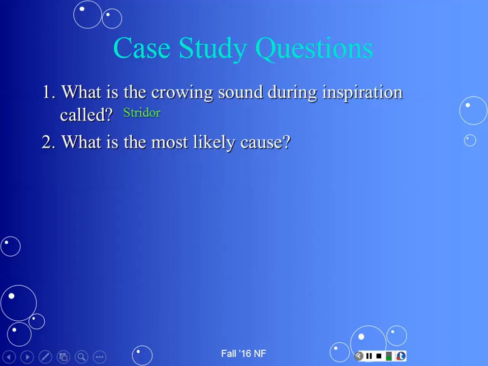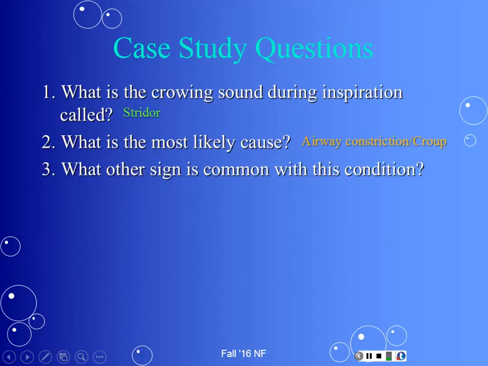Inflammation of the upper airway, croup, LTB. Airway constriction, upper airway, croup. What other signs are common with this condition? The barky cough. And this is where we're talking about traditional croup, which is the acute laryngotracheobronchitis, or LTB.